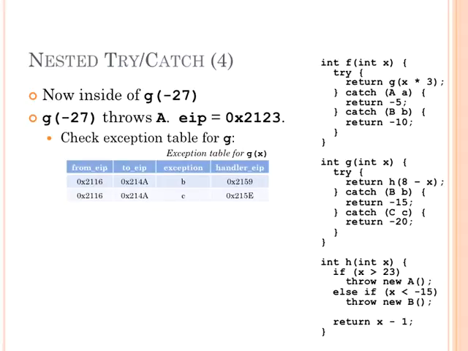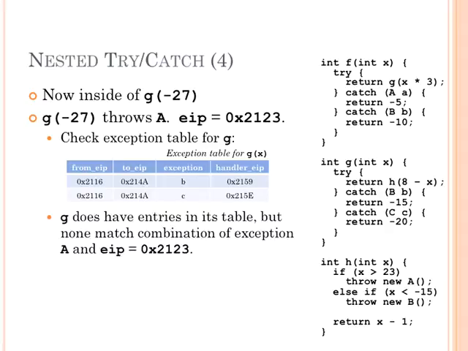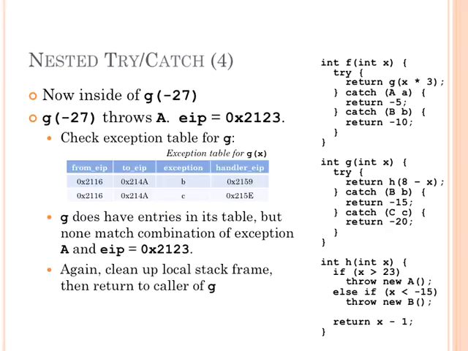The EIP is 2123. That definitely falls within our from and to address ranges because we don't really do anything else outside of the try. But if we look at it, we throw A, and we don't have A in our exception table. We only have B and C. So I'm going to propagate out of this one as well. Again, G's stack frame is unwound. If I have any destructors to call, I call them. If I have any local state, it gets cleaned up. And G is unwound off of the stack.